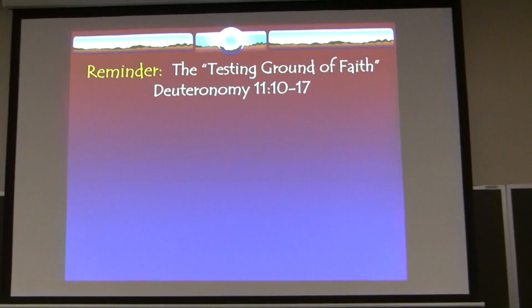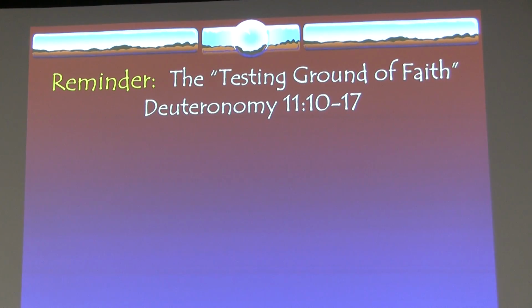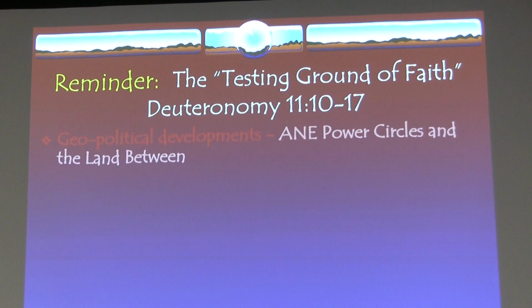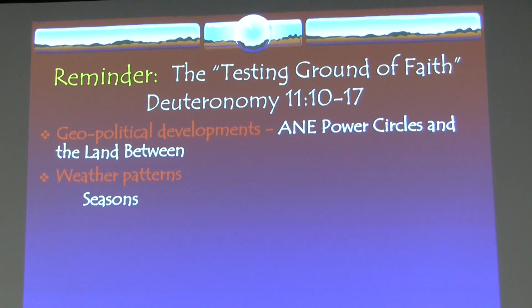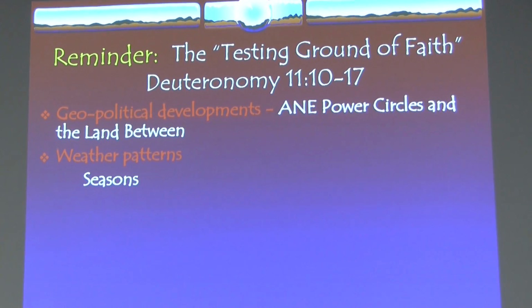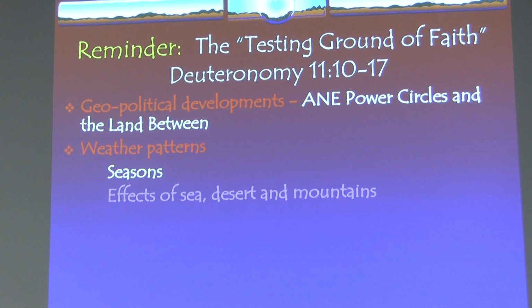Still, in terms of reminder, we've used the term testing ground of faith, and we read Deuteronomy 11, those particular verses that are noted there. We mentioned the geopolitical developments, the things we've just noted on the preceding map. We talked about weather patterns and how those are also indicative of God's blessing or of God using where they live to deal with his people. We talked about the fact that there's a rainy season, winter, and a dry season, summer.